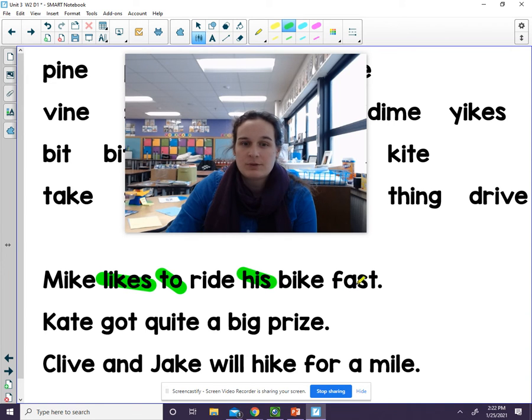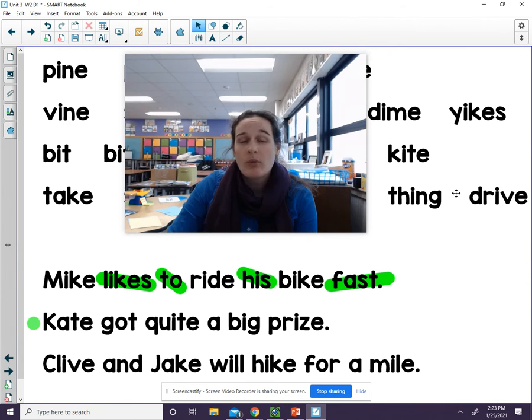I think you can sound out this word already. Fast. So we only need to look for these. We got to sound out these 3 words because they have that long I sound. So we have Mike, ride, ride, bike, bike. Mike, ride, bike. Now let's read the sentence. Mike likes to ride his bike fast. Great job. Let's try the next one.